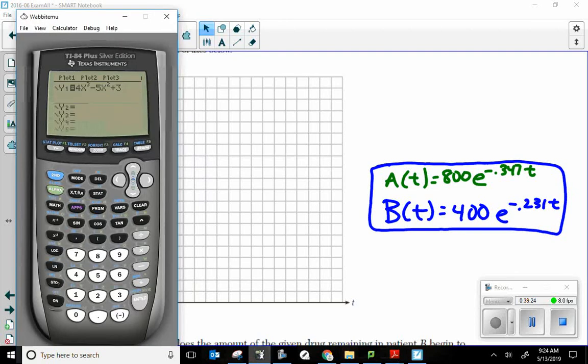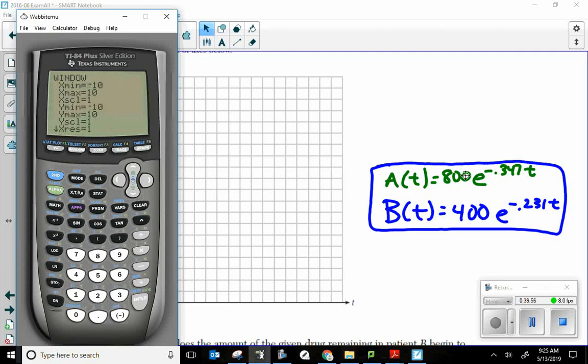We will get a good, let's clear that out. So the first one is A of t. I'm going to do 800 times e raised to the negative 0.347x. Okay? Number two, I'm going to do B of t now. It's 400 times e to the negative 0.231x.